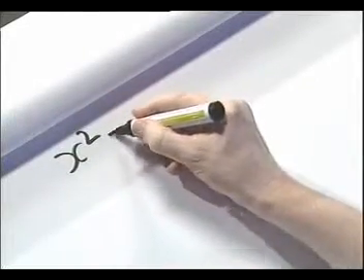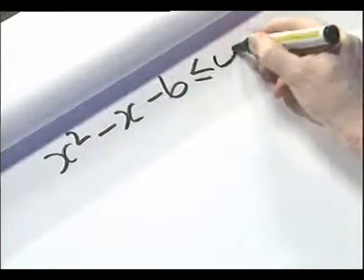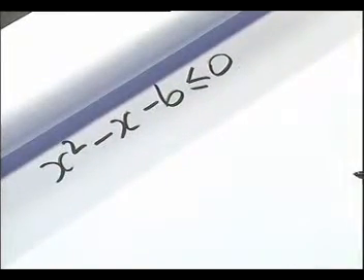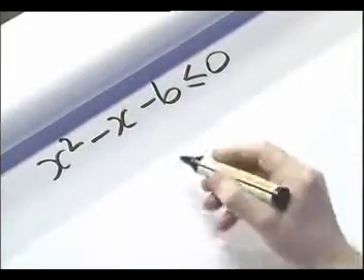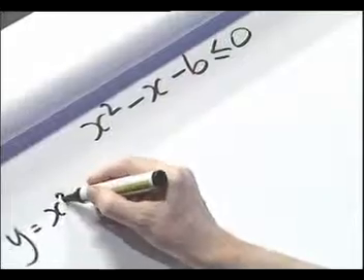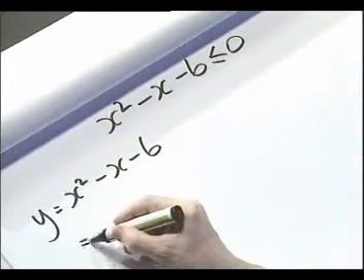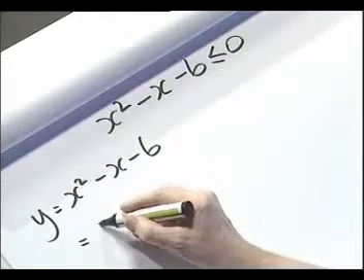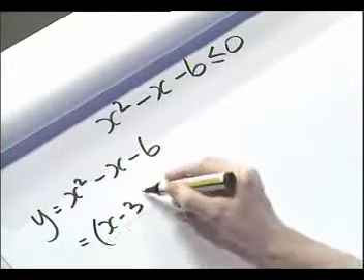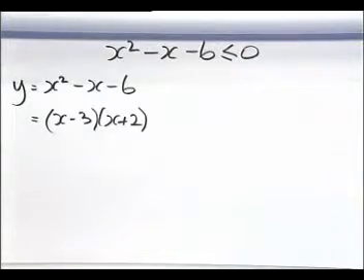I'll do one more quadratic inequality. x squared minus x minus 6 is less than or equal to 0. Again, we need to plot the graph of y equals x squared minus x minus 6. The expression factorizes to (x minus 3)(x plus 2). And the graph looks like this.